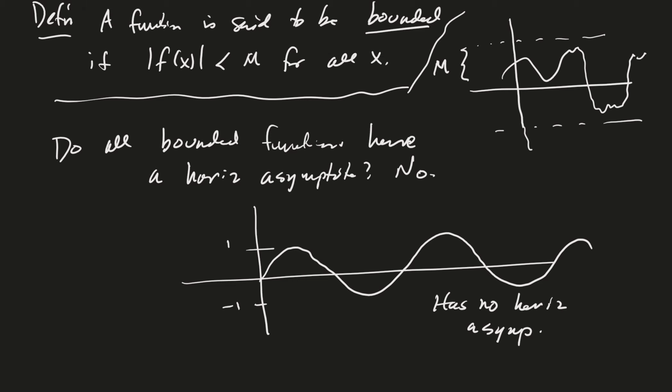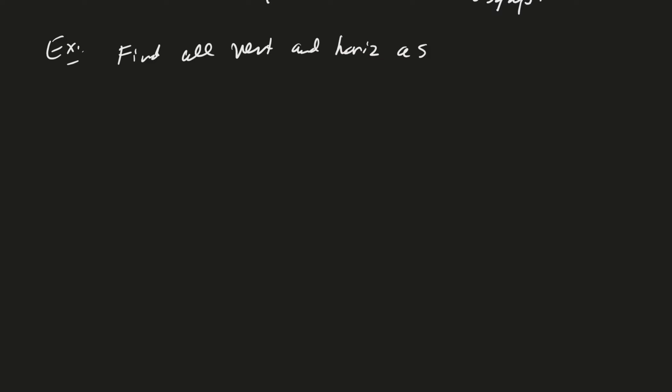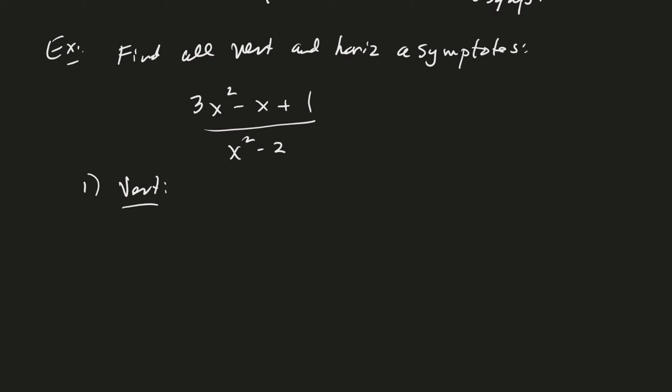Okay, good. All right. Now let's try some algebraic limits. We'll do one example. I think we have time for one more example here. Example: find all vertical and horizontal asymptotes. Let's see, this will be 3x squared minus x plus 1 divided by x squared minus 2. 1. Vertical asymptotes. Now for vertical asymptotes, remember that the limit as x approaches the a value has to be plus or minus infinity. And so we can look to see where the denominator is 0.